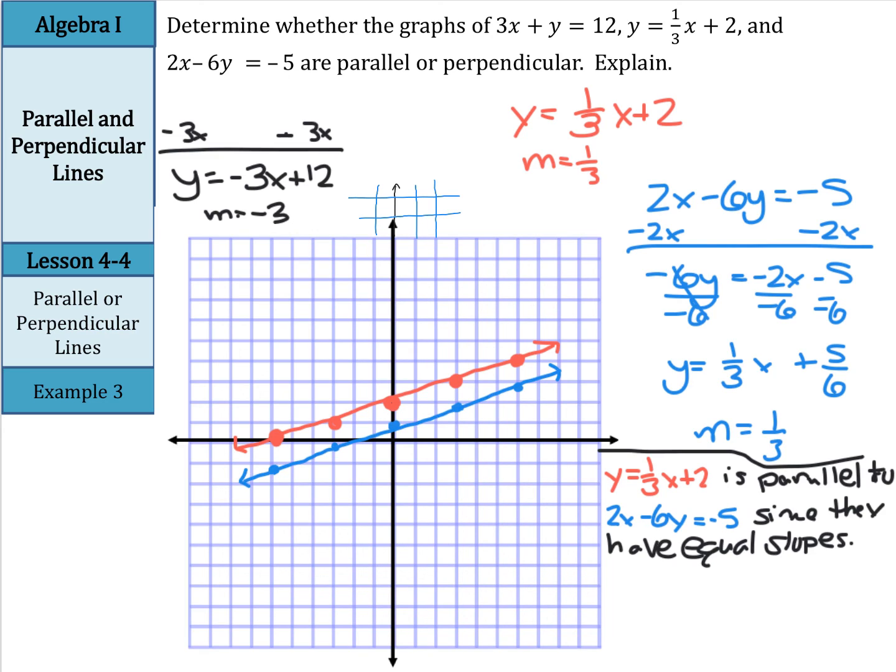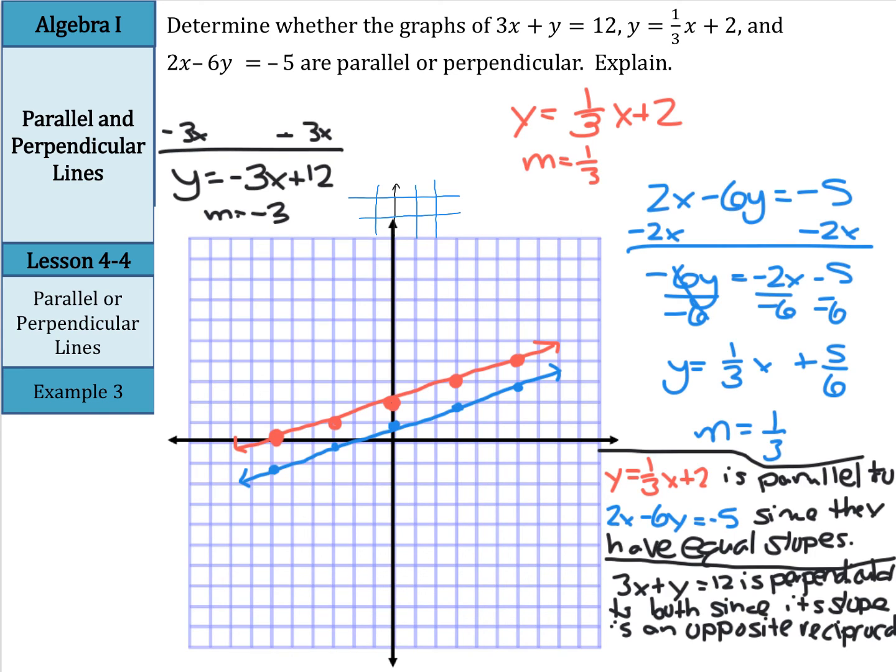So not only can we see that the slopes are 1/3 algebraically, we can then also look at the lines themselves and go, yep, they're parallel. Now what about the other line? We can write that 3x plus y equals 12 is perpendicular to both since its slope is an opposite reciprocal.